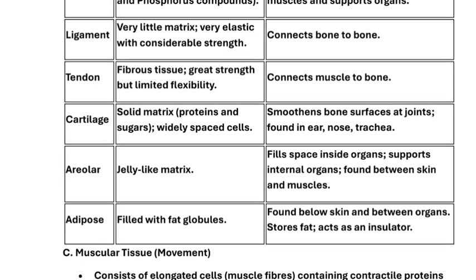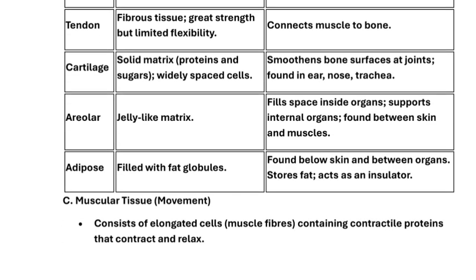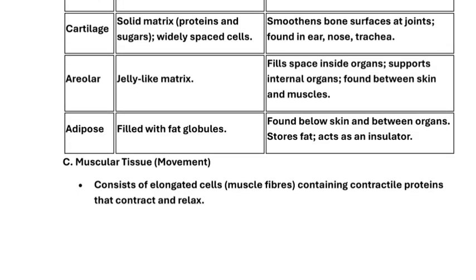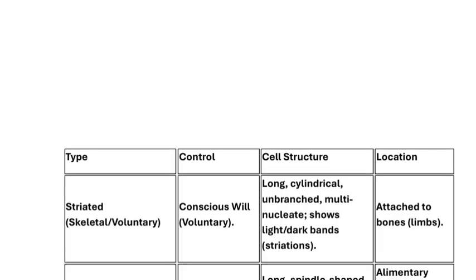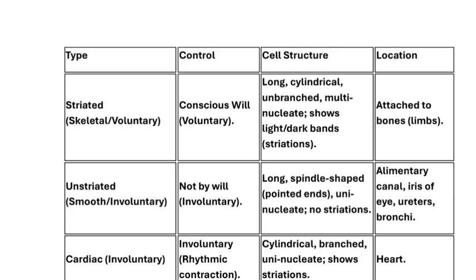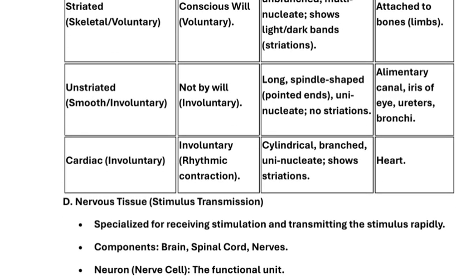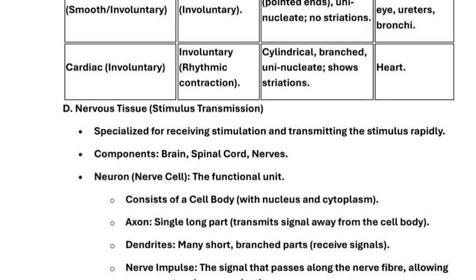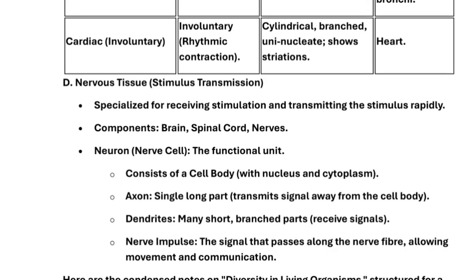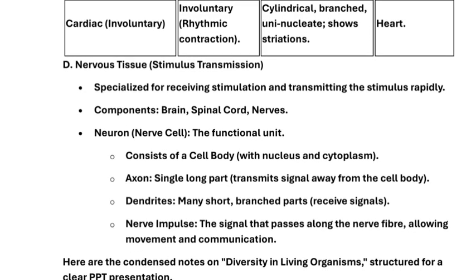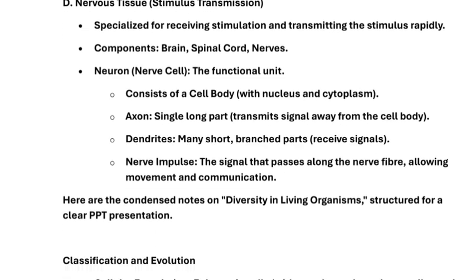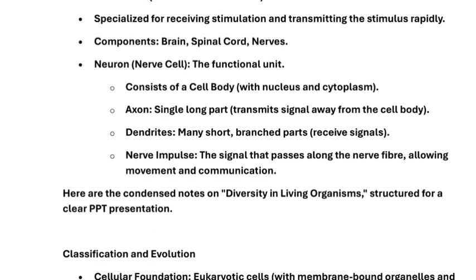Smooth muscle is found in the alimentary canal, iris of the eye, ureters, and bronchi. Cells are long, spindle-shaped with pointed ends, uninucleate, with no striations. Cardiac muscle: involuntary, rhythmic contraction. Cylindrical, branched, uninucleate, found in the heart. Striations present. Striated, skeletal, voluntary.